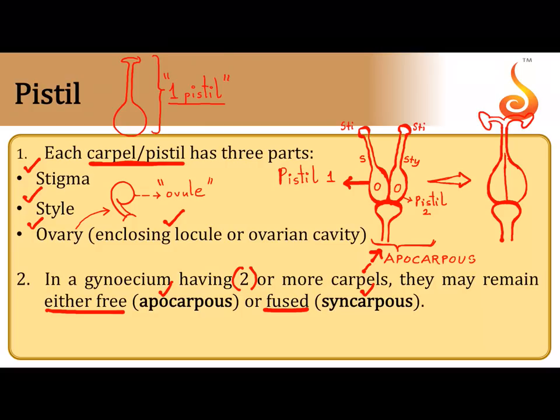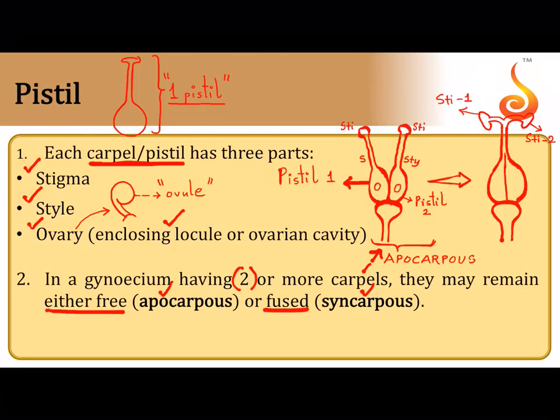So how do you know they have fused together? Now first of all, can you all see there are two stigma here? This is stigma 1 and this is stigma 2. This is one clue for you that yes, they have fused together, because here they look separate from each other, but here it is fused together.